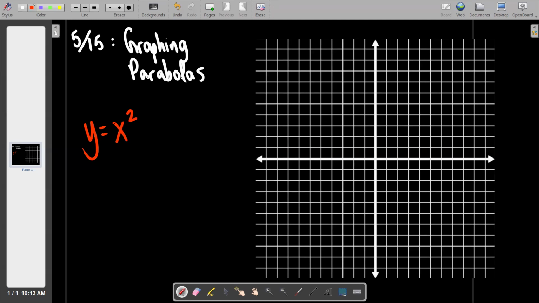So the best way to introduce parabolas to a room full of teenagers that have never seen it before is to make a table. And you guys, we don't make a lot of tables, but you've made them before. So a table is the thing you use when you just want to find some points on a graph. And so if I want to know some points on the graph, I'm going to pick some X's and put them into the equation.